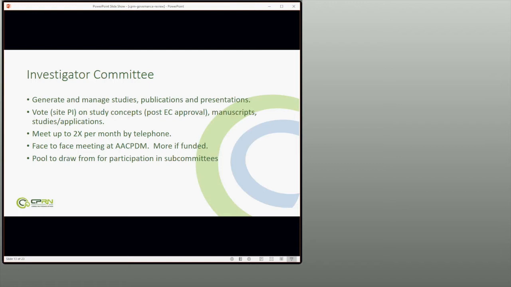We're currently set up to meet 2 times a month by telephone. We do that as needed, or certainly at least once a month. I would love for us to be able to do more face-to-face meetings, and for more than the hour that we got at AACPDM. I'd love to hear thoughts about people's ability to make time for that. We could certainly fund some infrastructure, but we're not funded at a level today to say we could have a meeting of all of you in, say, Chicago in March, which might make a lot of sense.